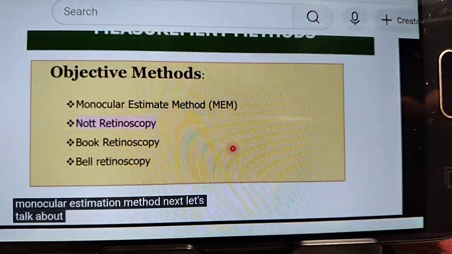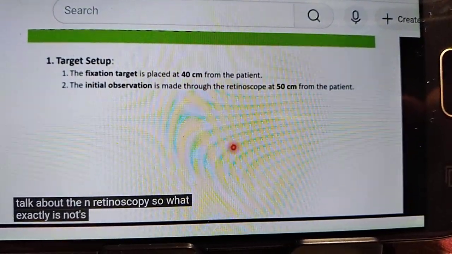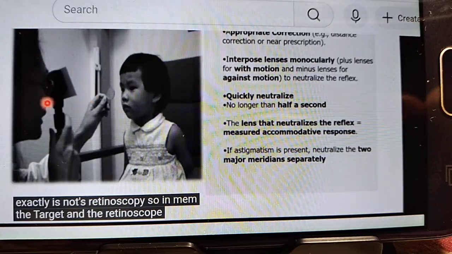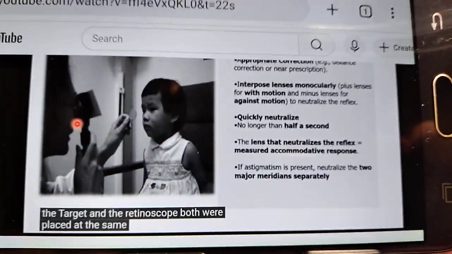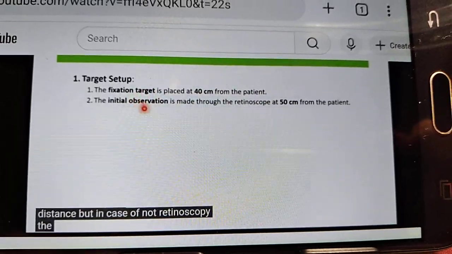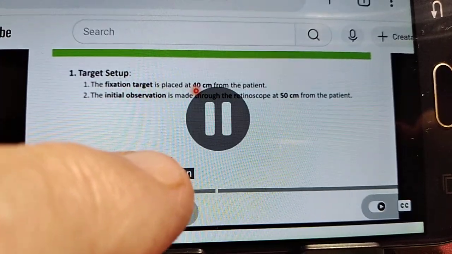Next, let's talk about Nott's retinoscopy. So, what exactly is Nott's retinoscopy? In MEM, the target and the retinoscope were both placed at the same distance. But in the case of Nott's retinoscopy, the retinoscope is at a different distance from the fixation.